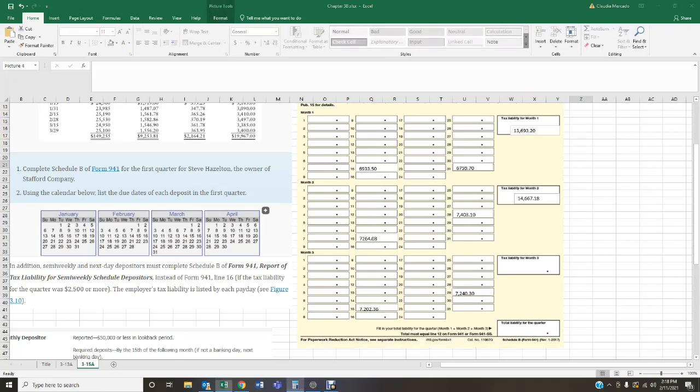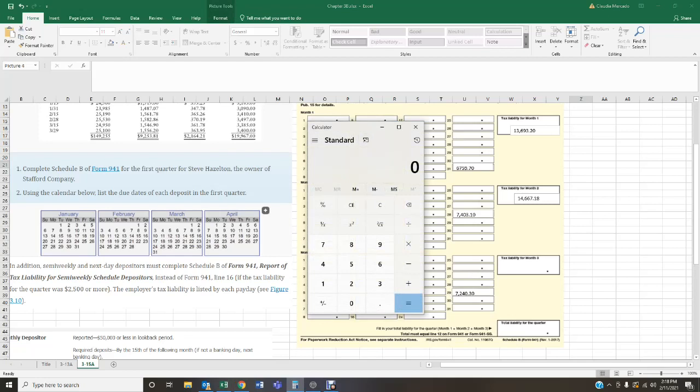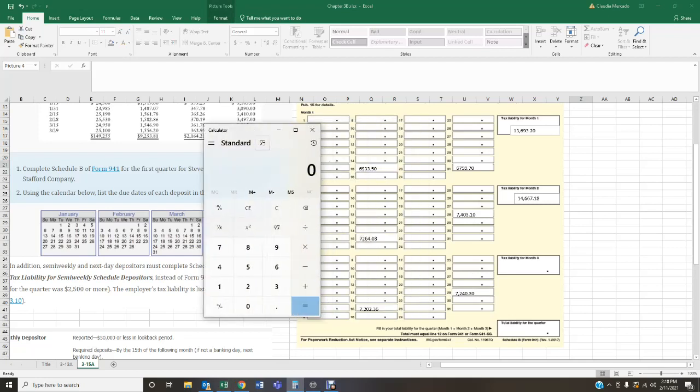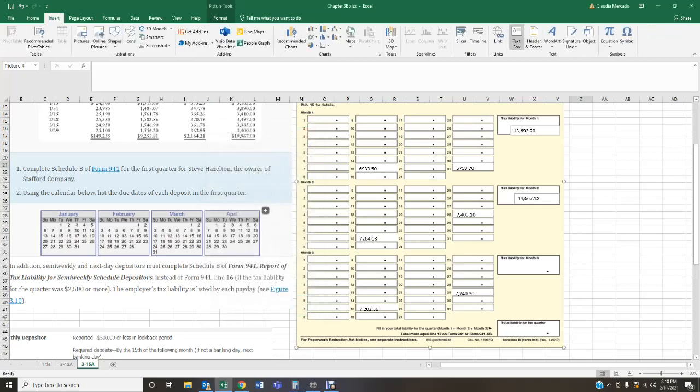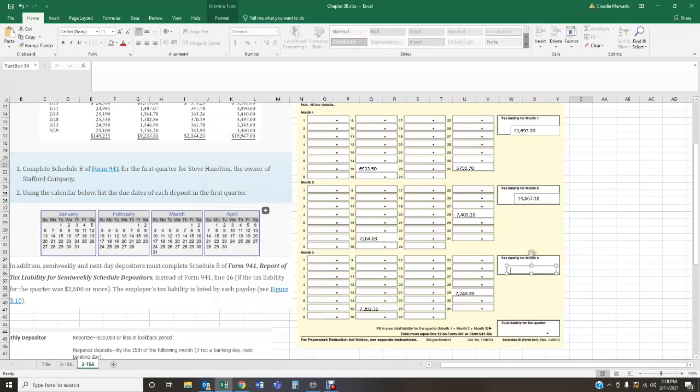Now we're going to add those two amounts for month number 3. That's going to be 7202.36 plus 7240.30. That'll be 14,442.66.